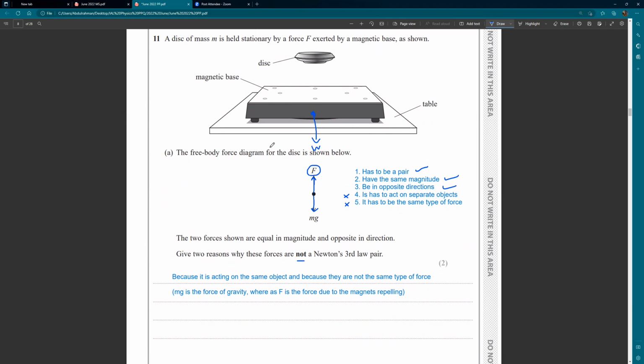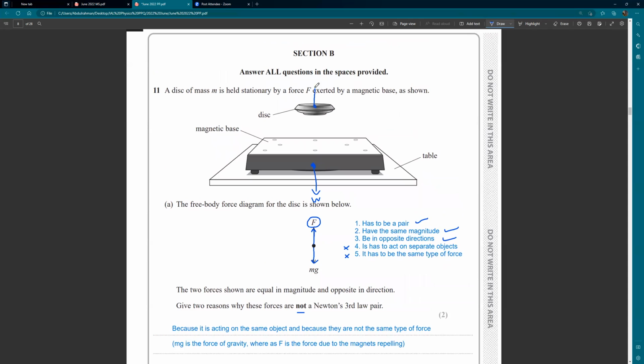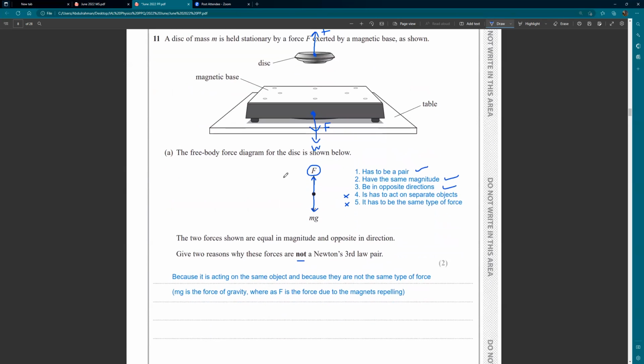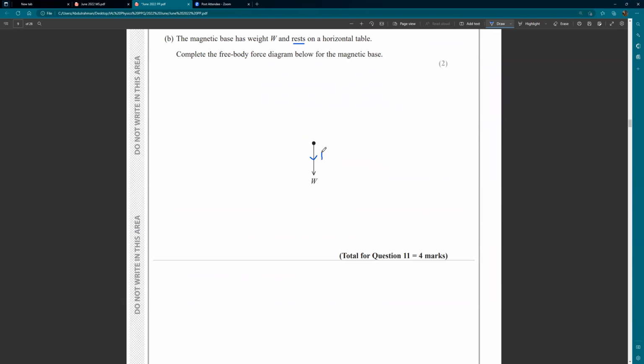Because the magnetic base exerts a force F on the disk, therefore the disk has to exert the same type of force, on separate objects, so on the magnetic base, with the same magnitude and in opposite directions. So actually, there has to be a force downwards of the same size as this F over here, same magnitude in the opposite direction. So there's a Newton's third law pair for this force F. I'm going to repeat this one last time. The magnetic base exerts a force F on the disk. Therefore, the disk exerts a force F on the magnetic base in the opposite direction and of the same magnitude. So there's going to be a magnetic force F here.